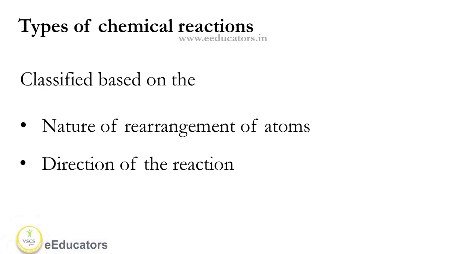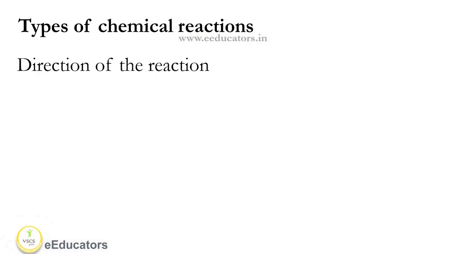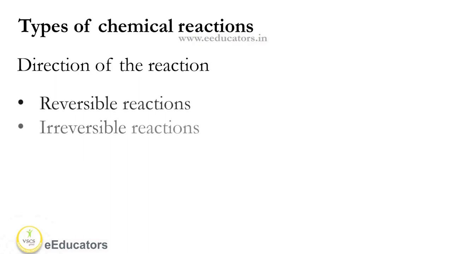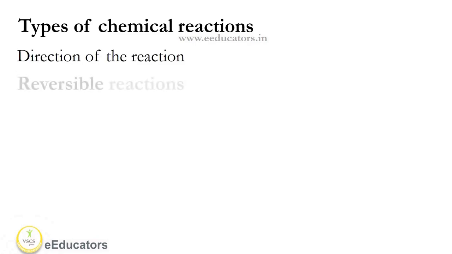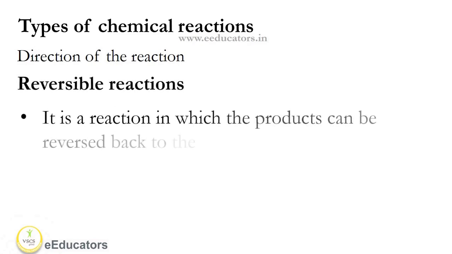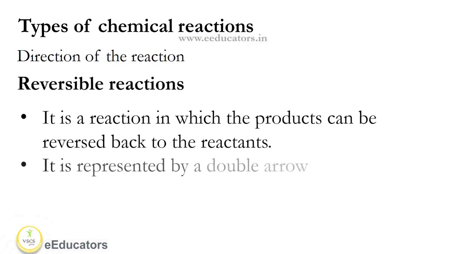So far we have discussed the types of reactions under the nature of rearrangement of atoms. Now we discuss the types of reactions under the direction of the reaction. Based on the direction of reaction, the reactions are classified into reversible reactions and irreversible reactions. Reversible reactions. It is a reaction in which the products can be reversed back to the reactants. It is represented by a double arrow.